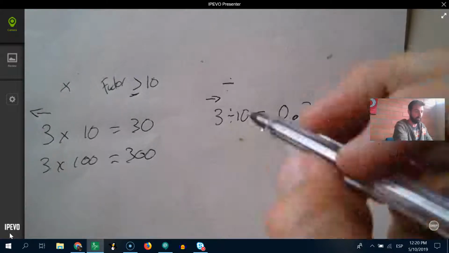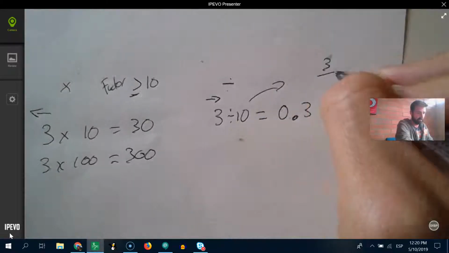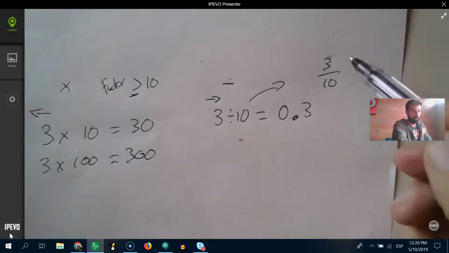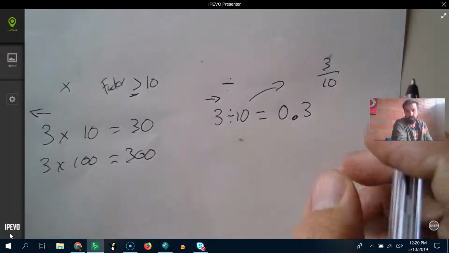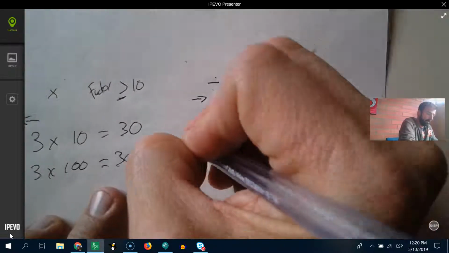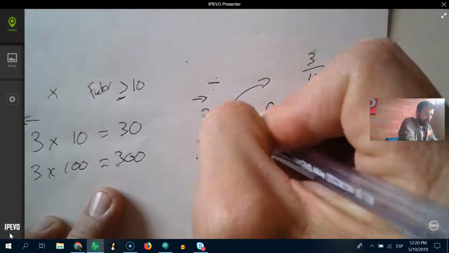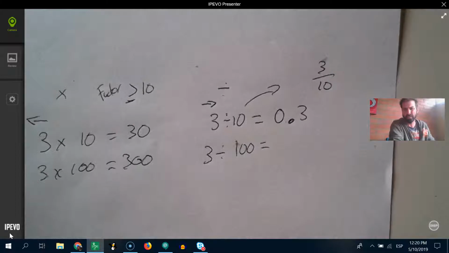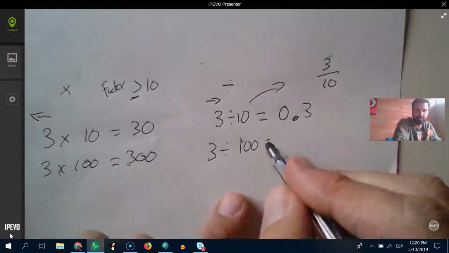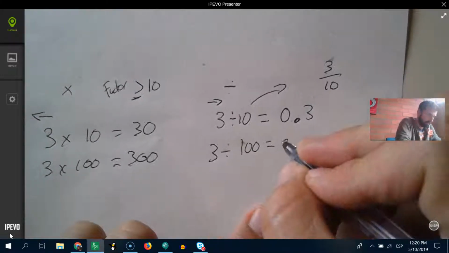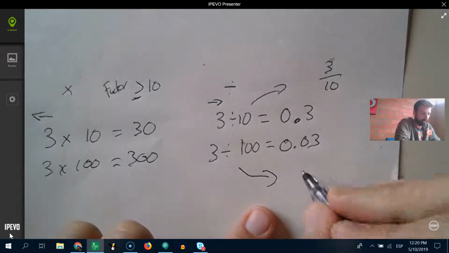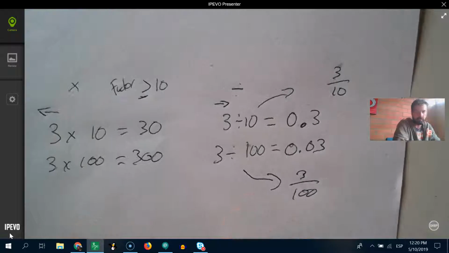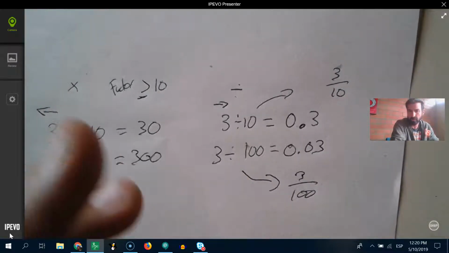If you don't believe me, 3 divided by 10 is 3/10. What do we think 3 divided by 100 might be? Make a guess. It's good to guess. You're right. 0 and 3/100ths. Again, if we think about that unfinished division, 3 over 100, 3/100ths. It's all connected.